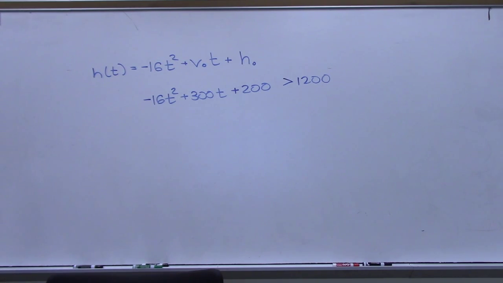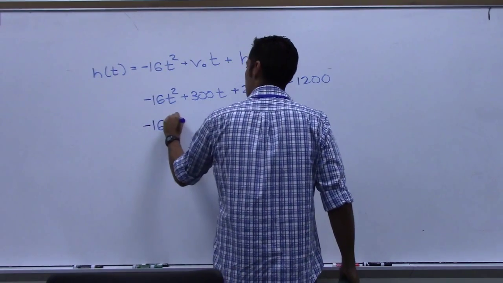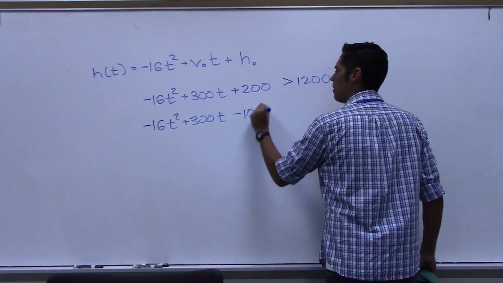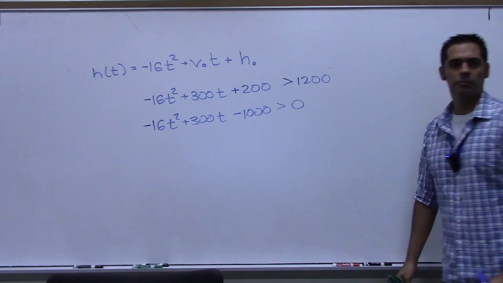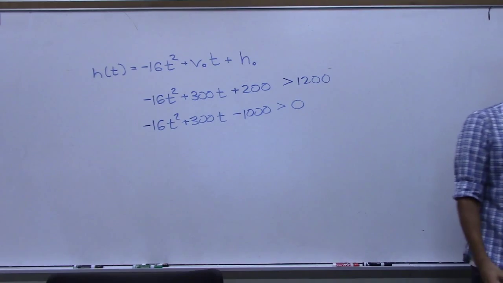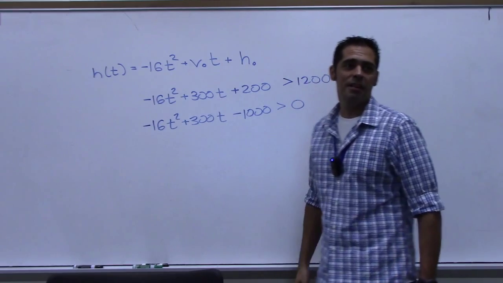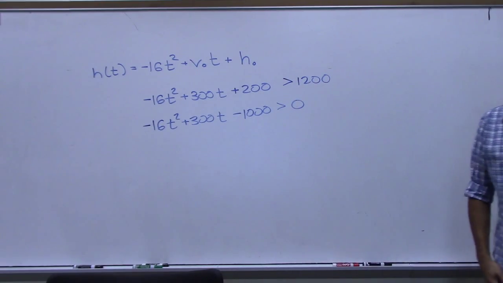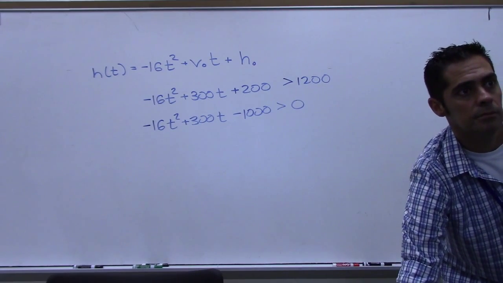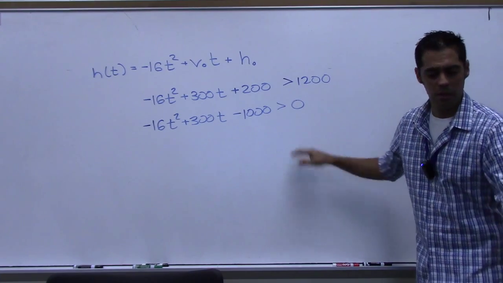So first thing I do is move everything over so I have a 0 on one side. So I have negative 16 t squared plus 300t, subtract, I get what, negative 1,000 when I put those together, greater than 0? So I subtracted 1,200 on both sides. Got that? And now you would try and solve this. You first set it equal to 0, right? And then quadratic formula time probably, right? Any questions on the setup of this? All right.